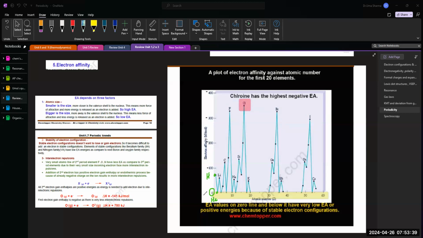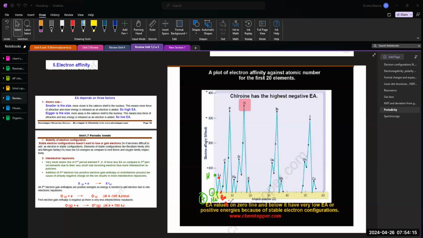Because it's a noble gas configuration. And its electron affinity is endothermic. The graph will go down in the positive area. Helium doesn't want to gain an electron at all because it's already very stable. This is lithium. What is this? Look at the periodic table. After lithium, what comes? Beryllium. Can you see beryllium is nearly zero? What's the reason?